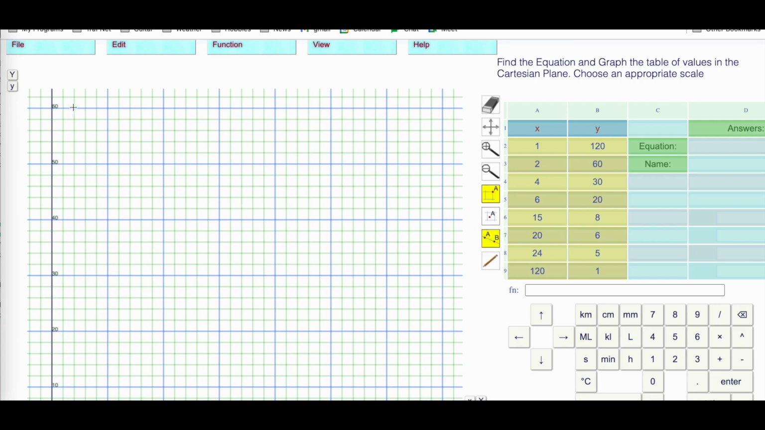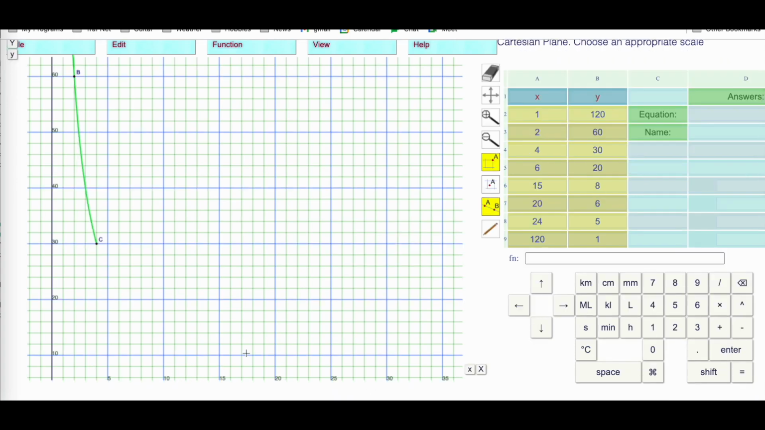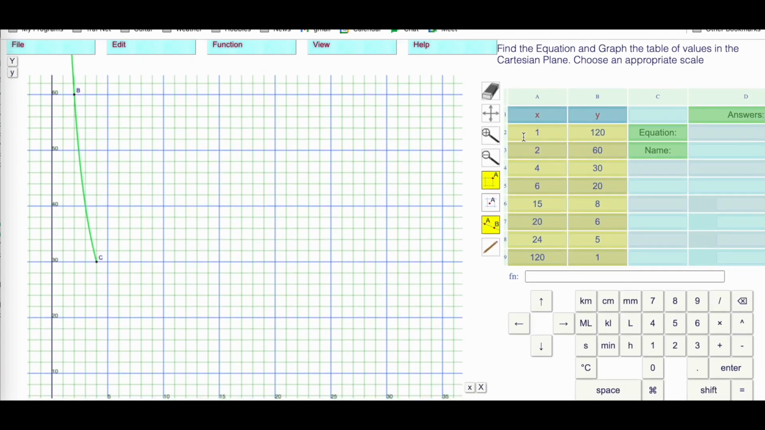I need my line drawing tool on. 30. So 30 is right here. Drag that up so you can see the numbers. 30. And then we have 20. So 20 is right there. Notice it's curving nicely. It's predicting the function that we're using.